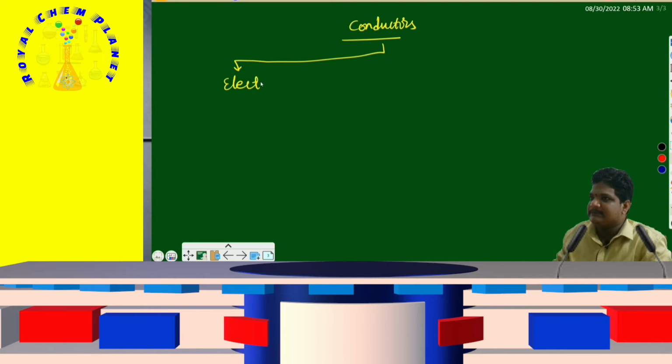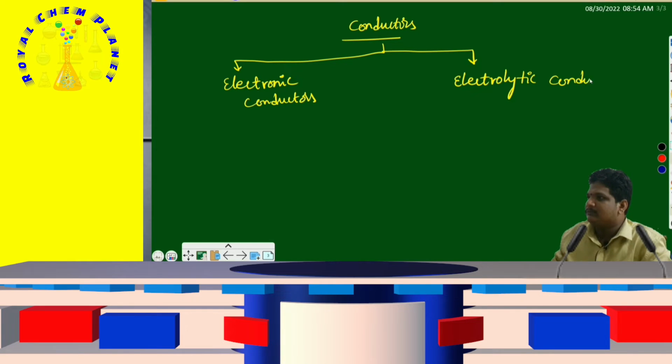The first one is electronic conductors, and the second one is electrolytic conductors. Electronic conductors are also called metallic conductors.